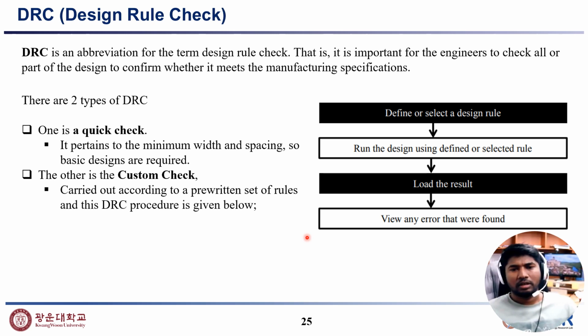Quick check pertains to minimum width and spacing, so basic design rules are required. And in case of custom check, it is carried out according to a pre-written set of rules, and this DRC procedure is given in this figure. First define or select a design rule, then run the design and the defined or selected rule, then load the result, view any errors that were found.